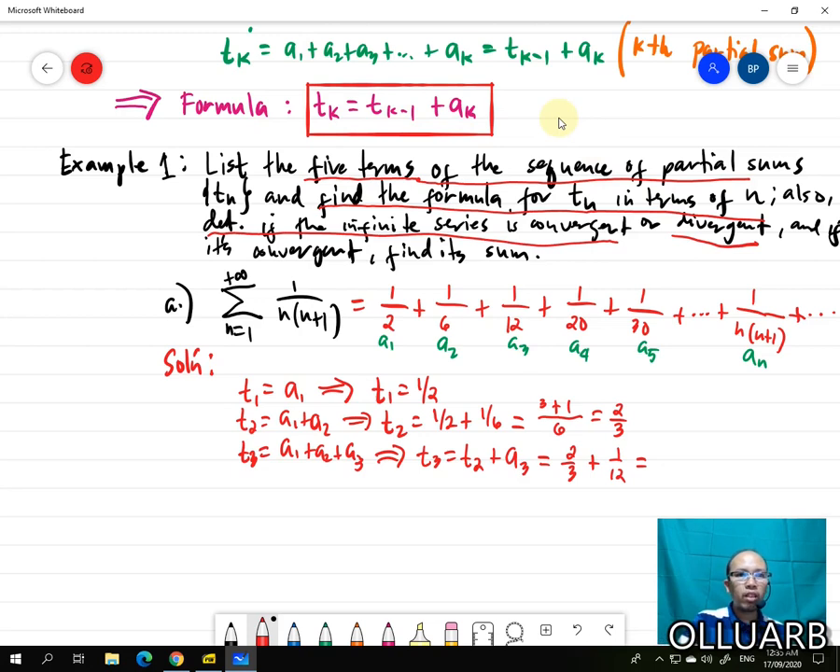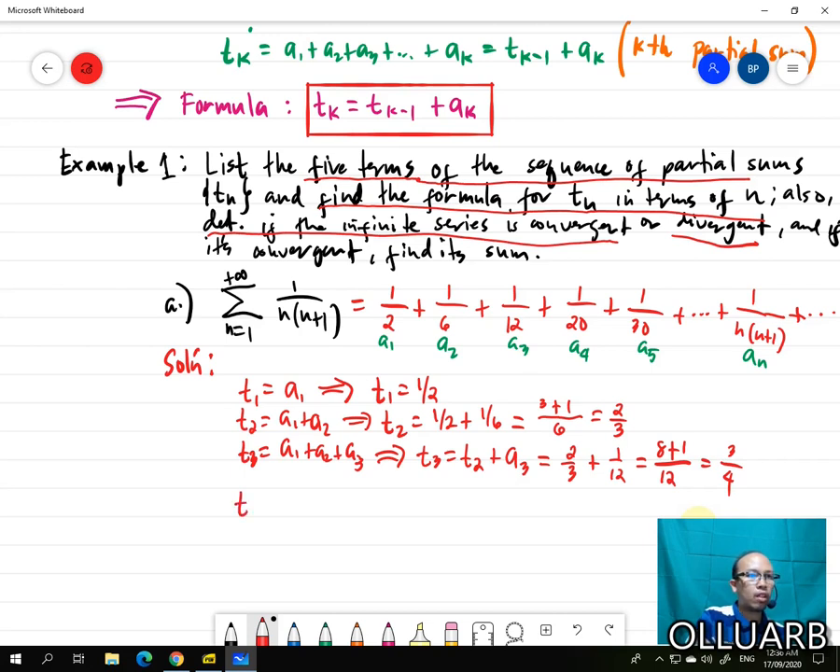Okay, so get the LCD, which is 12. 12 divided by 3, 4 times 2 is 8, plus 12 divided by 12 is 1, times 1 is 1, so we have 9 over 12. So 9 over 12, you can multiply both sides by 3 over 3, so we have 9 divided by 3 is 3, 12 divided by 3 is 4. Okay, reduce to lowest term. Okay, so we have, the question is, we have 5 terms.